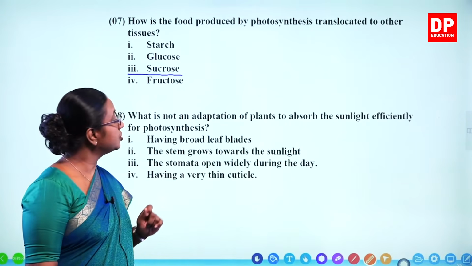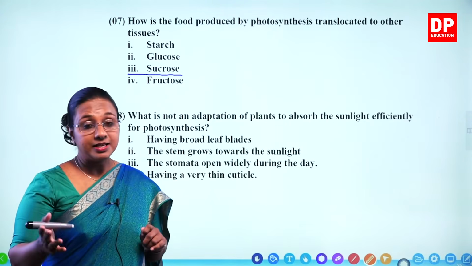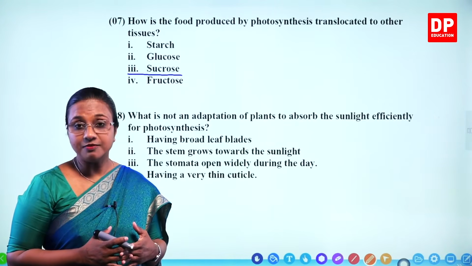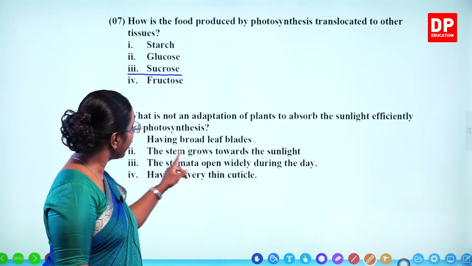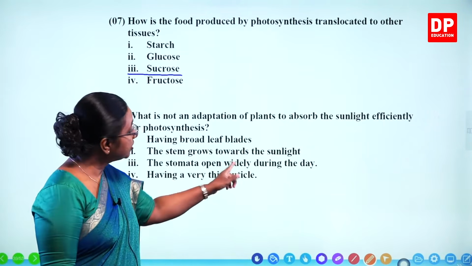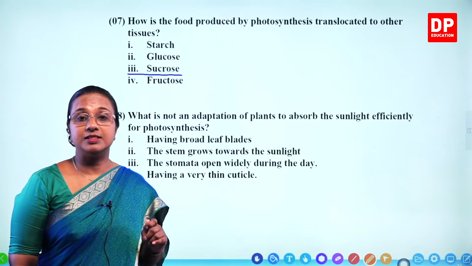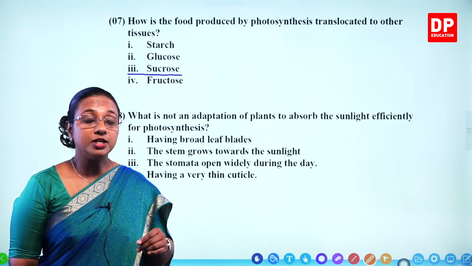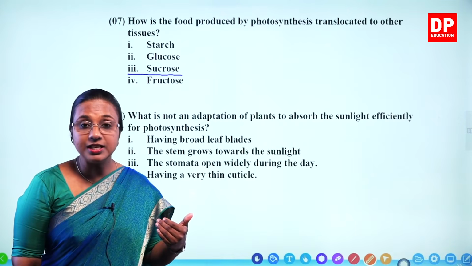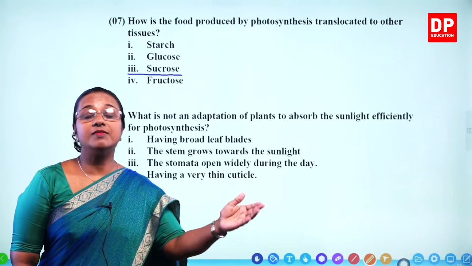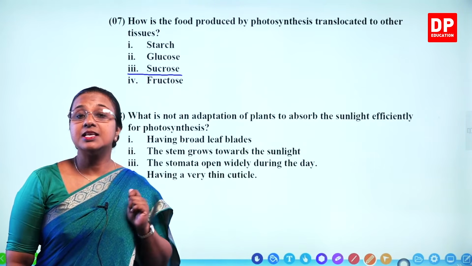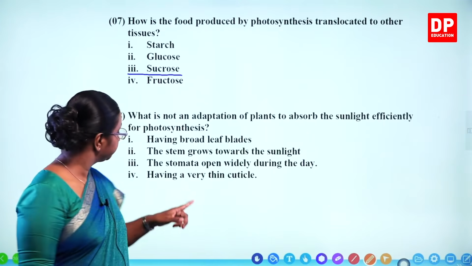The stem grows towards the sunlight, that is phototropism, in order to obtain enough sunlight. The stomata open widely during the day. This is also needed for photosynthesis, but in order to get enough carbon dioxide into the leaf and to evolve the oxygen. So, the function of stomata is gas exchange.